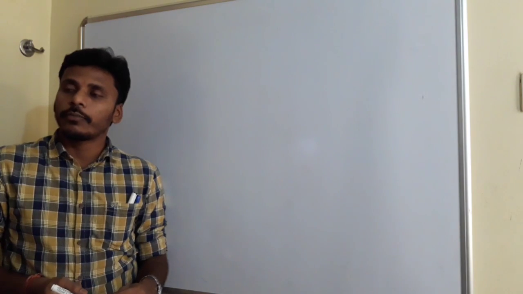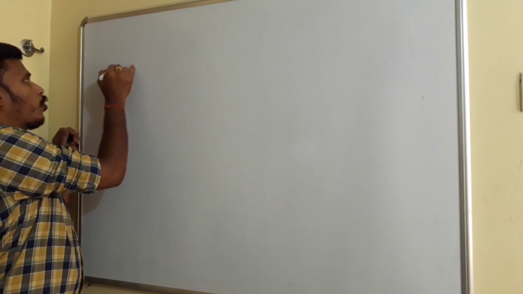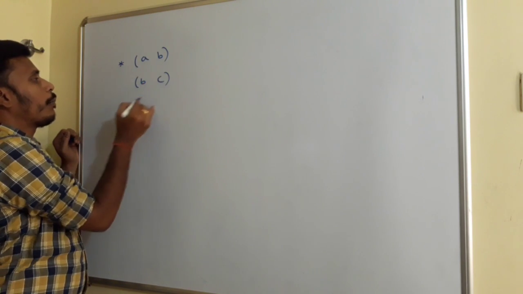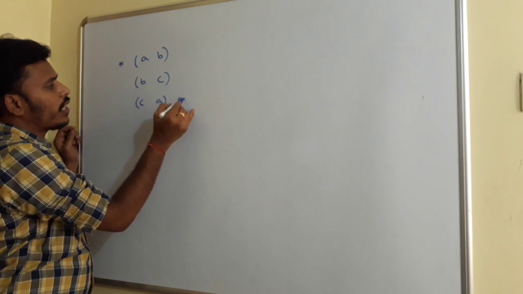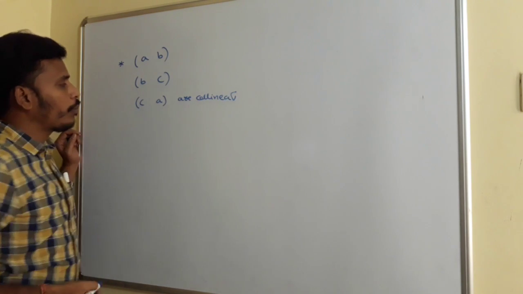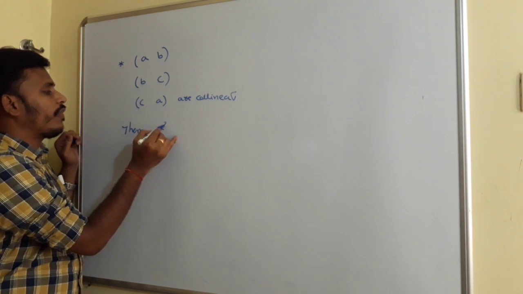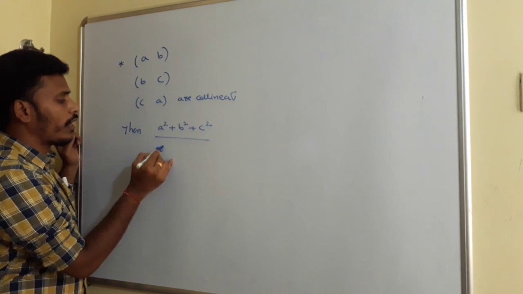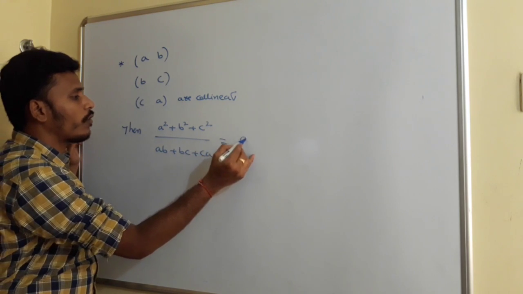So related to collinear points also, we will face different types of situations. For example, I have a question related to that. If the triangle formed by the points (a, b), (b, c), (c, a) has area 0, or you may say that the 3 points are collinear. What are those 3 points? (a, b), (b, c), (c, a). If these 3 points are collinear, then they may ask you to find the value of a squared plus b squared plus c squared divided by ab plus bc plus ca. You need to find this value.